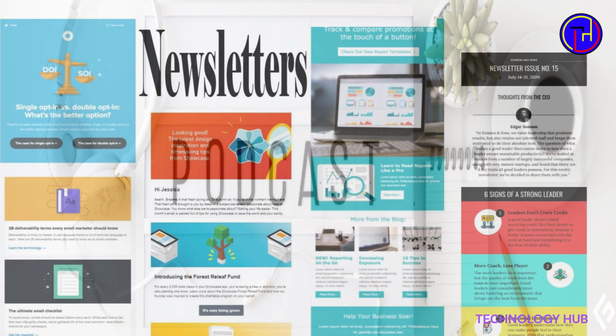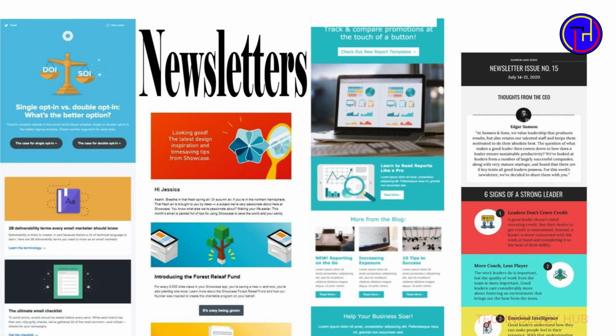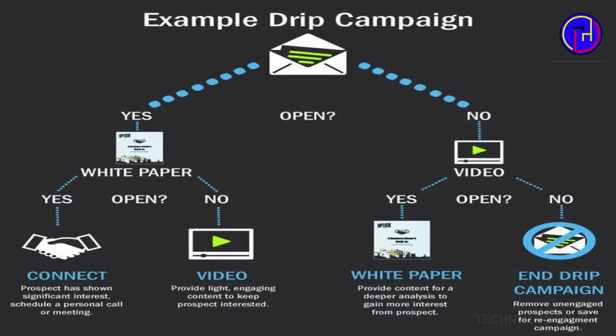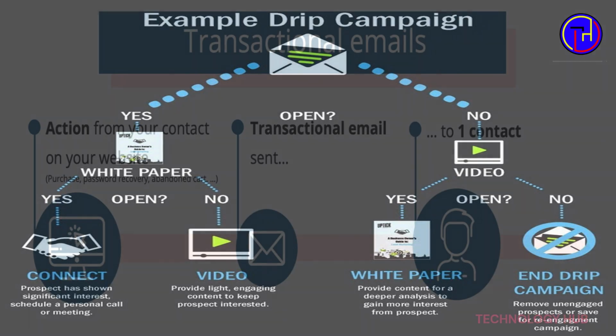Email marketing. Newsletters: regularly sending updates, news, or promotions to a group of subscribers who have opted to receive emails from your business. Drip campaigns: sending a series of pre-written, automated messages to leads or customers over time. These messages are often tailored based on the recipient's actions or lack of actions.